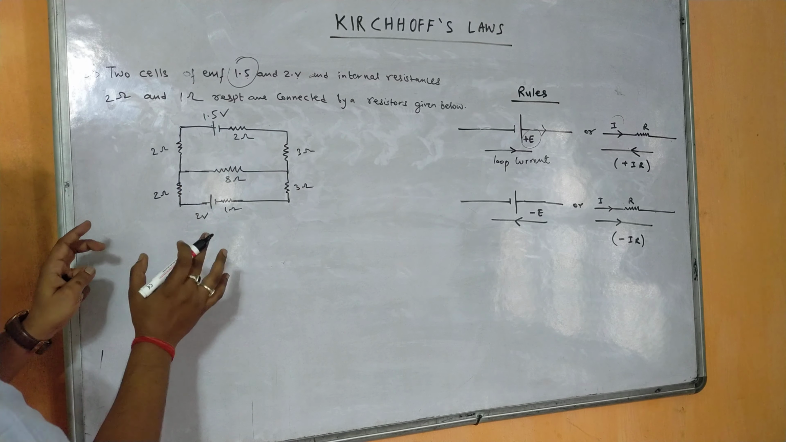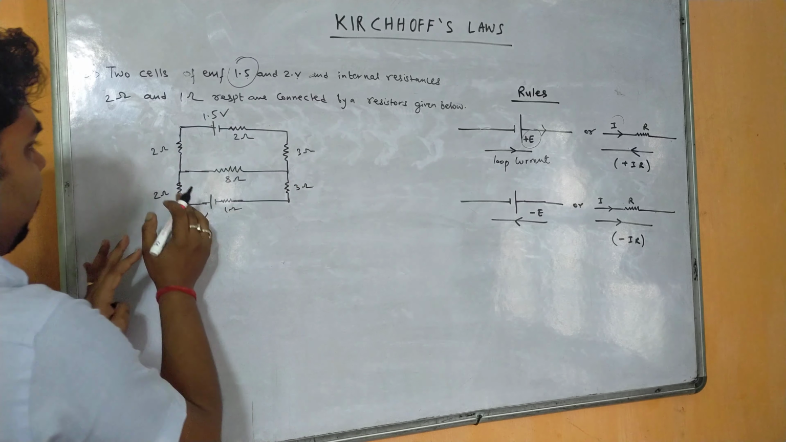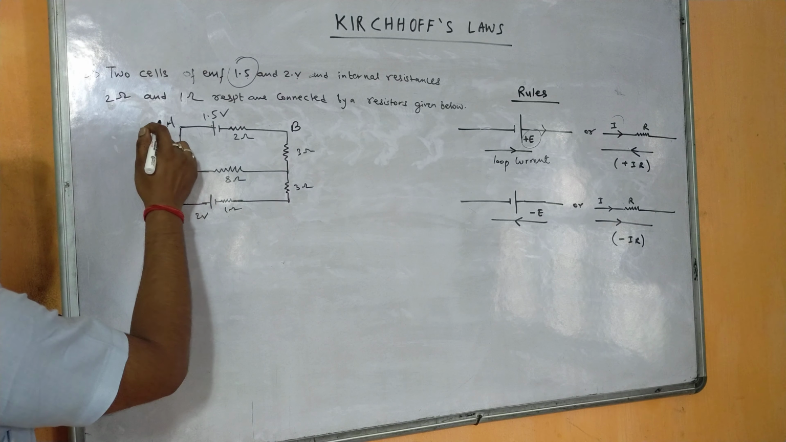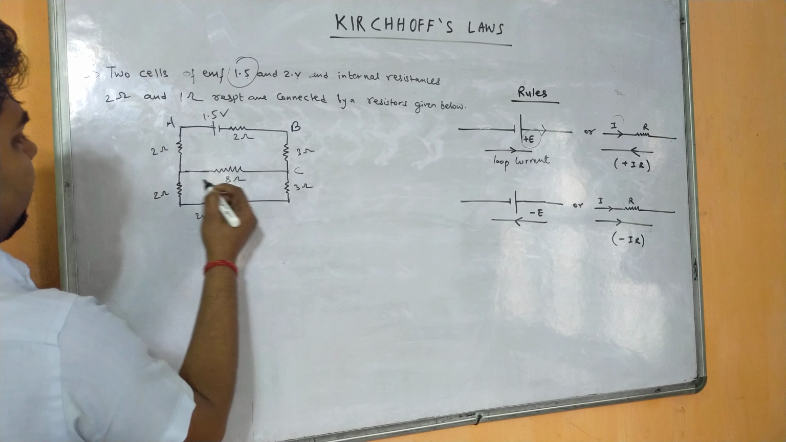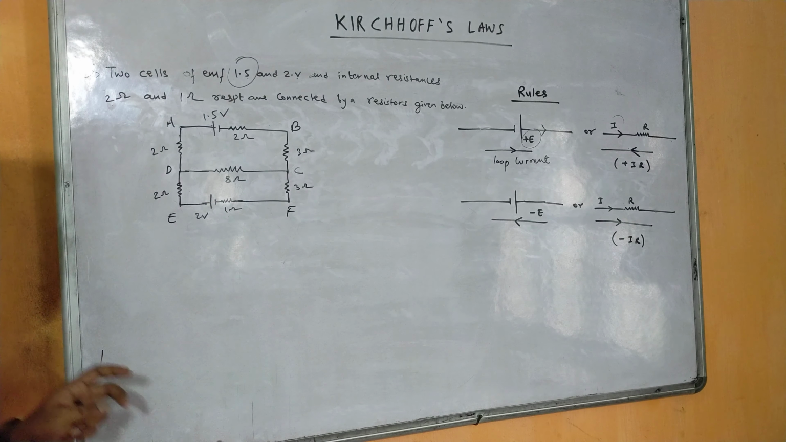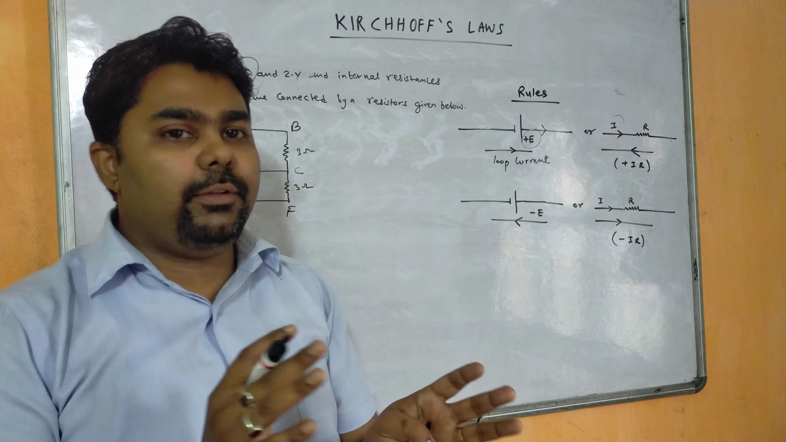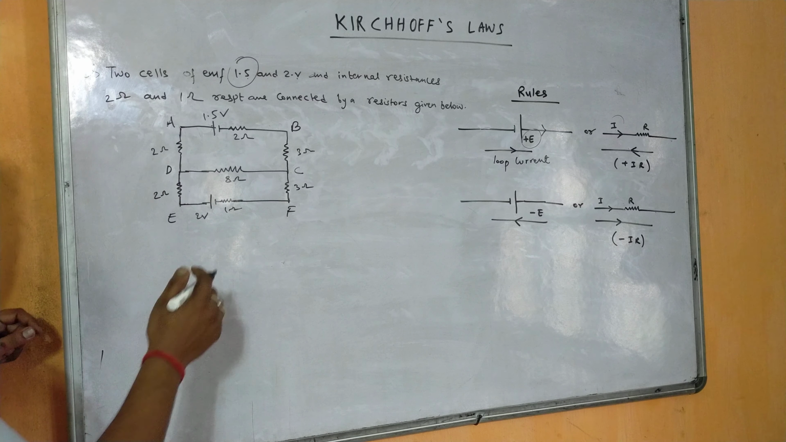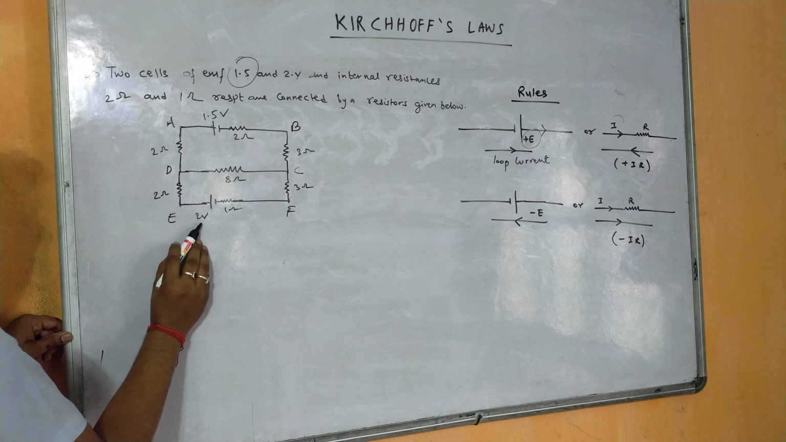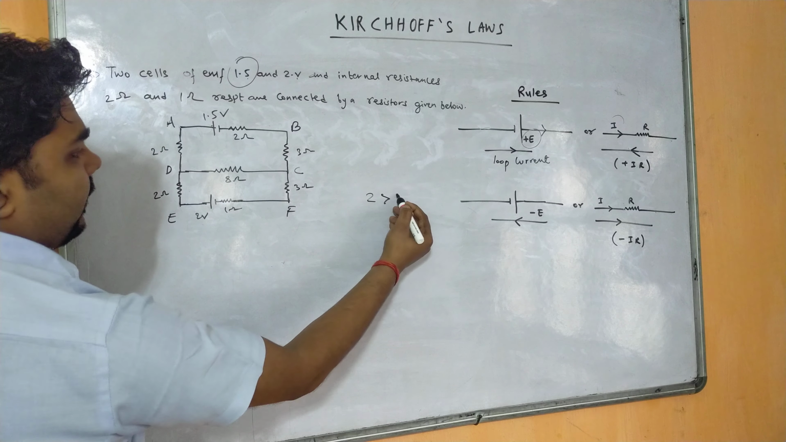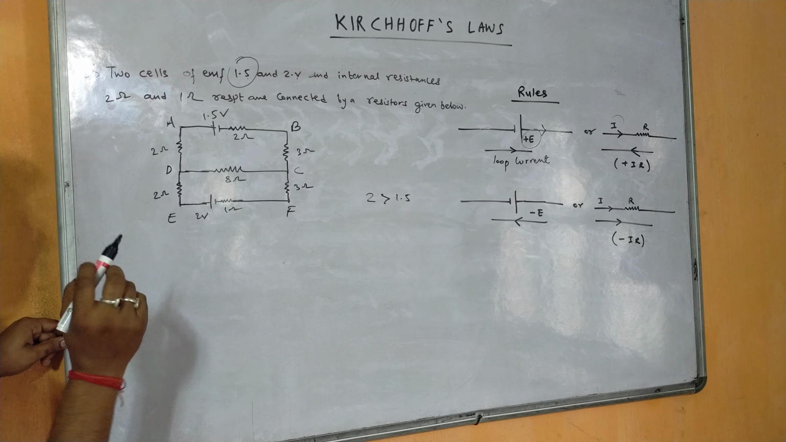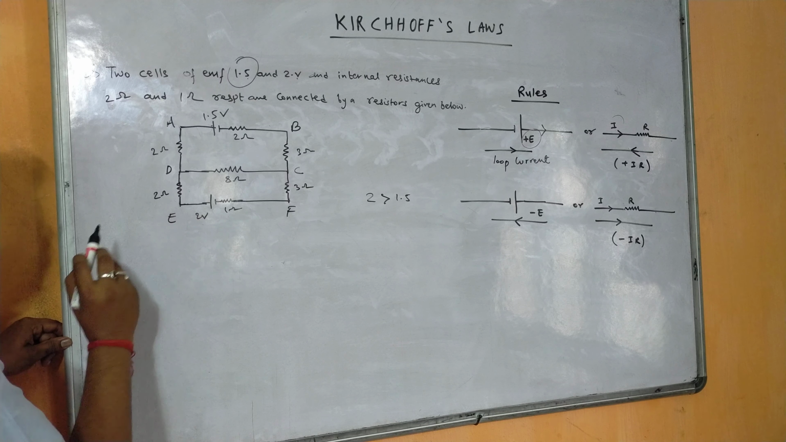So after drawing the circuit, we will name the terminals. Let us consider these are terminals A, B, C, D, E, F, right? According to your convenience, you can write any variable here. So you see, out of this 1.5 volt and 2 volt, this one is higher, because 2 is greater than 1.5. Therefore, the loop current direction will be according to this 2 volt.